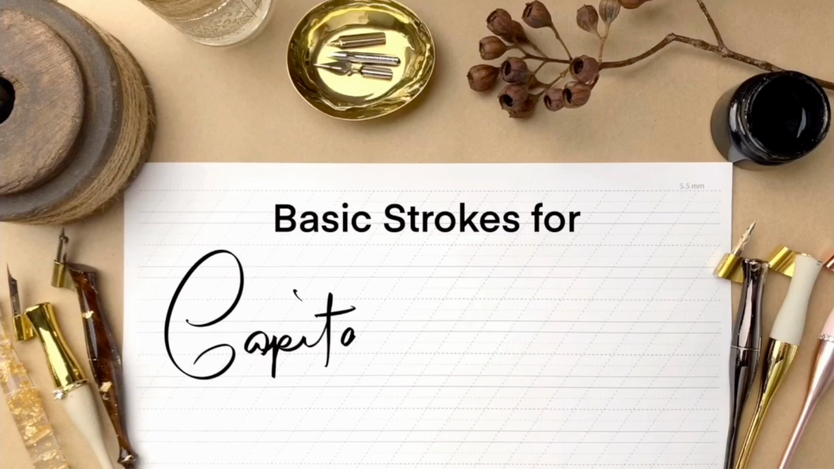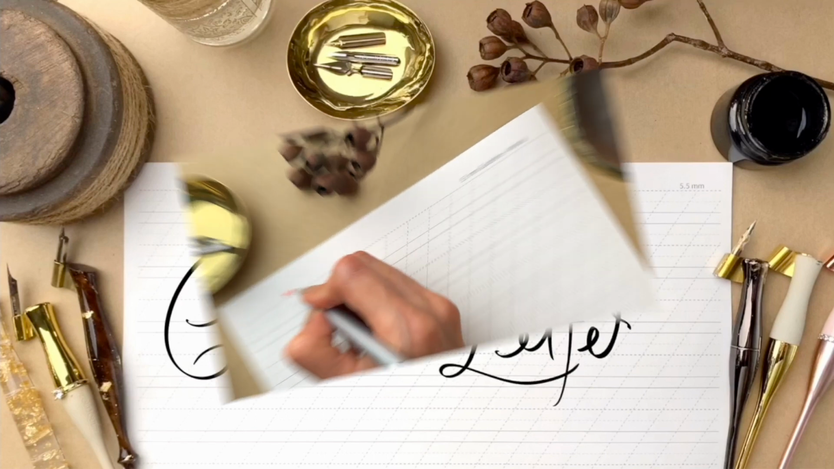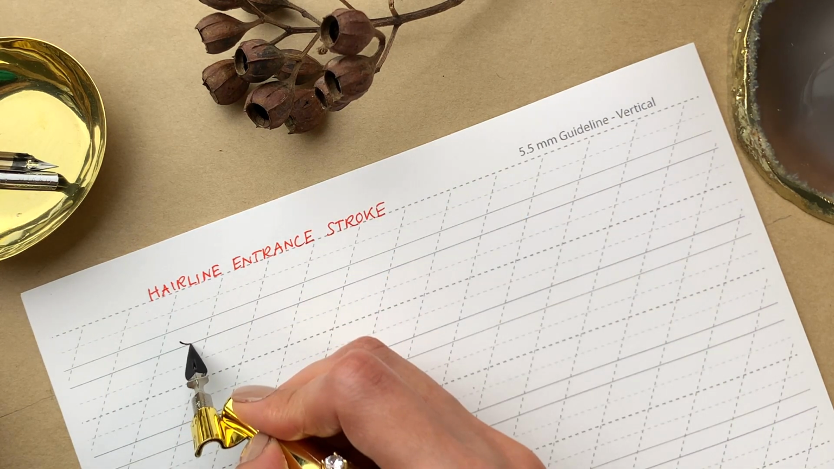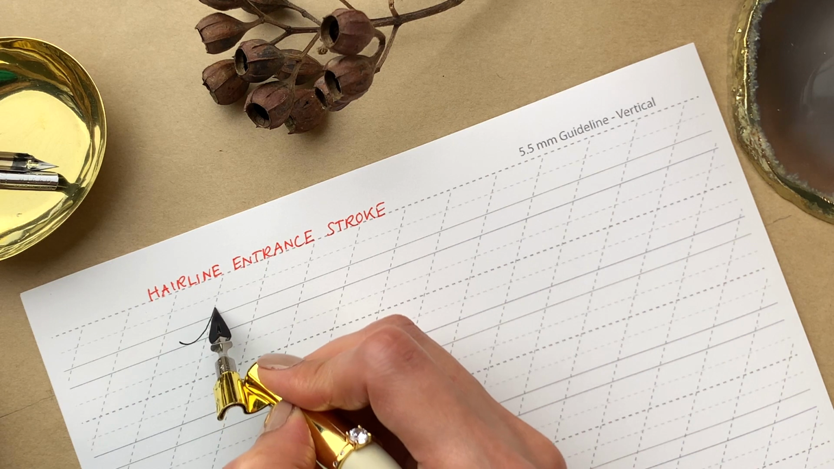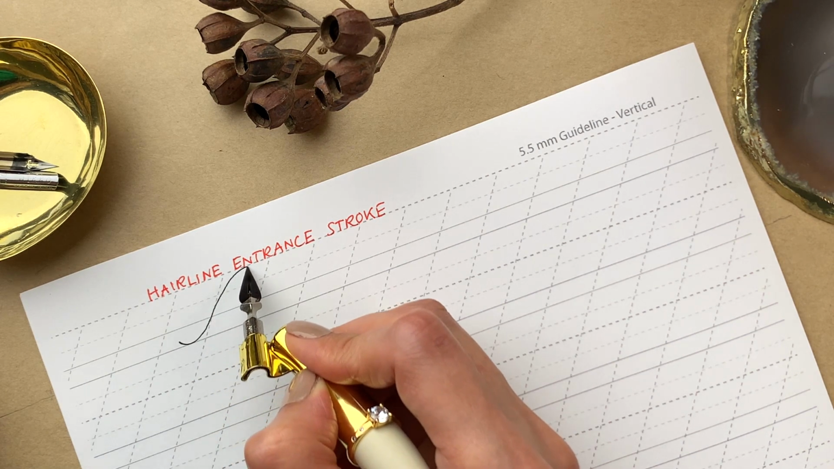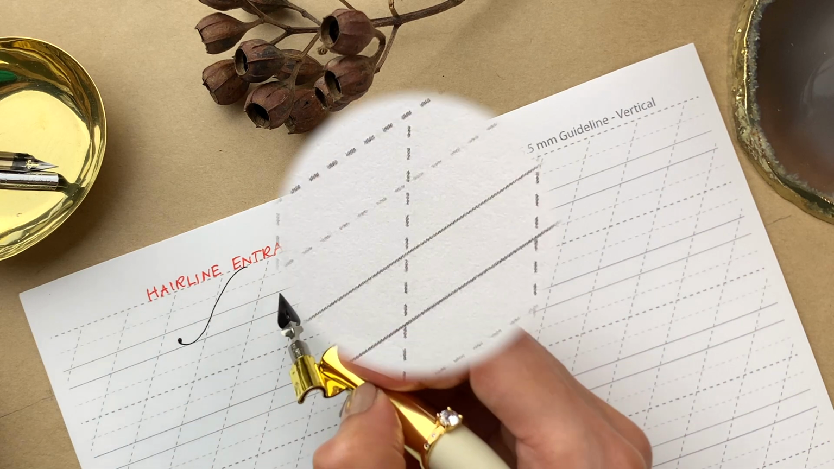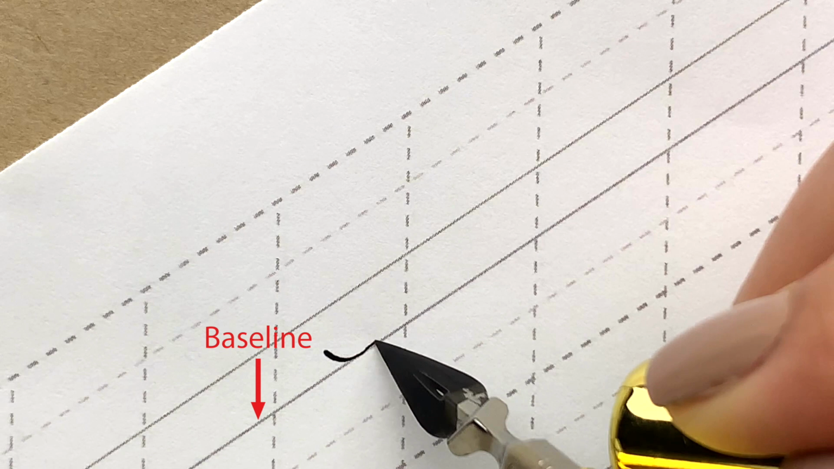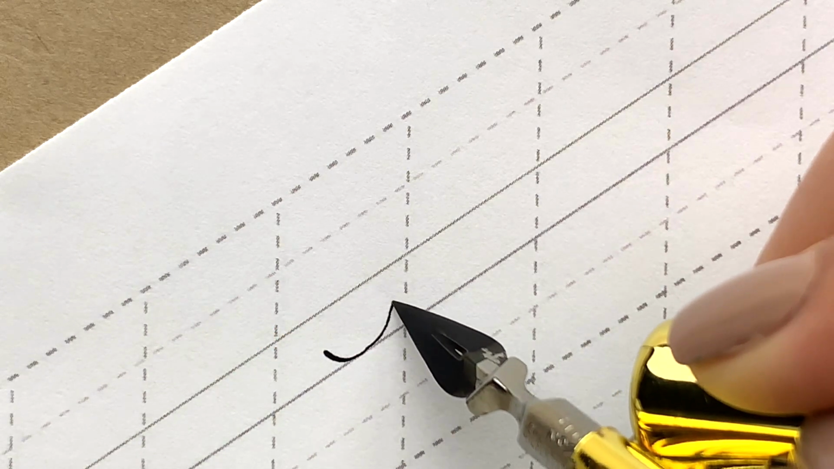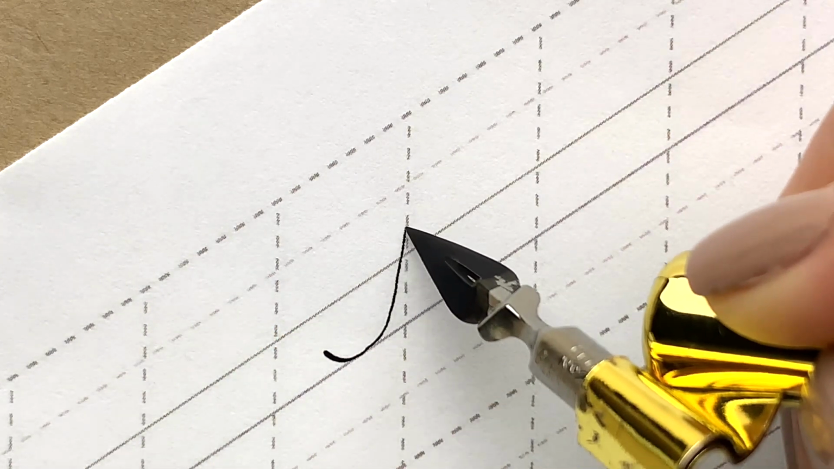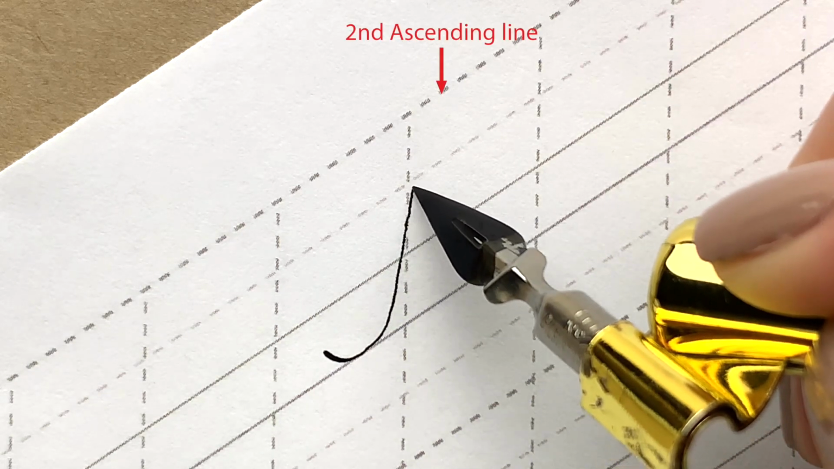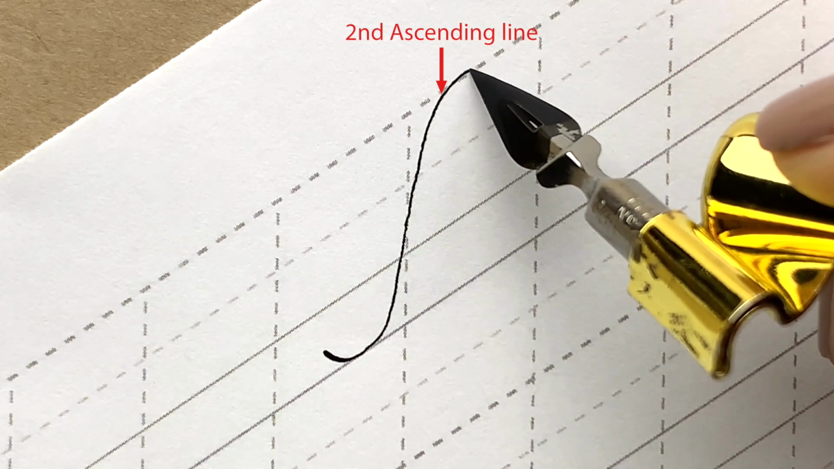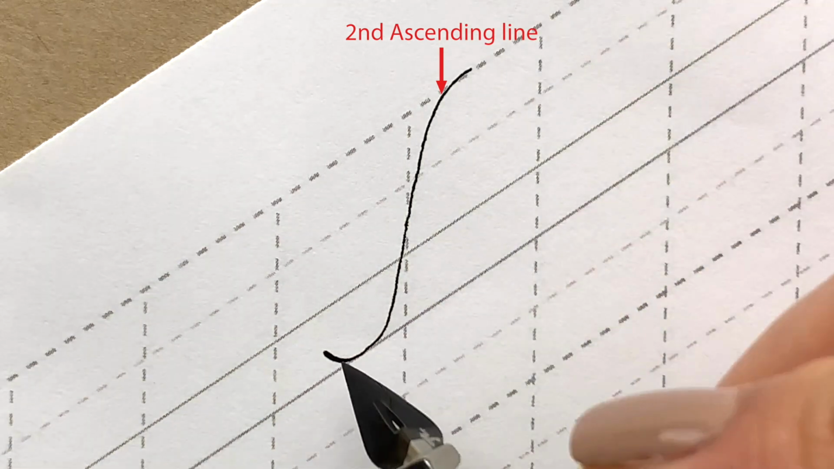Basic strokes for capital letters. Hairline entrance stroke for capital A. Start the hairline curve stroke at the baseline. Glide along and make a round curve to the right towards the second ascending line. Then, draw a little round dot at the start of the stroke.